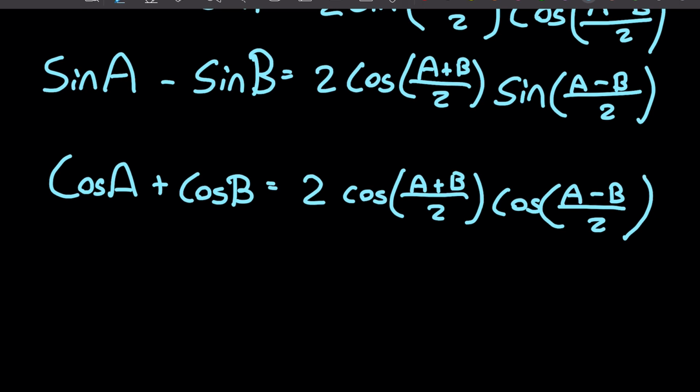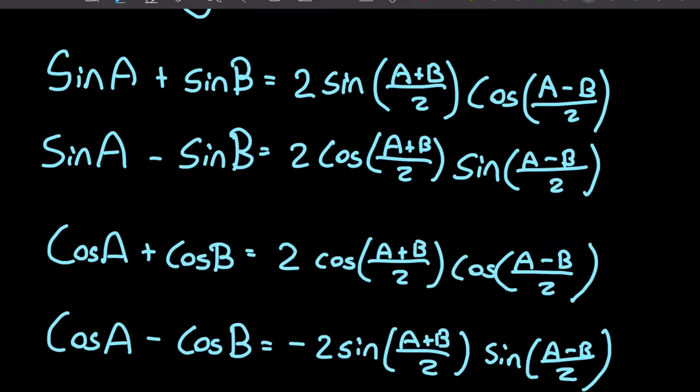So what if we have cos A minus cos B? That's actually just going to be equal to minus 2 sine of A plus B over 2 times sine of A minus B over 2.